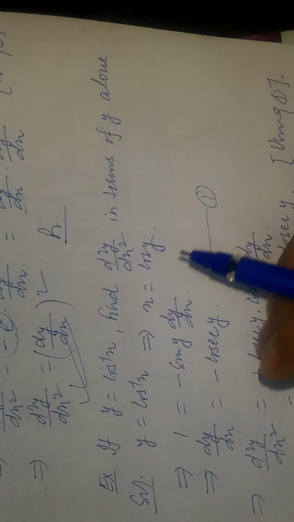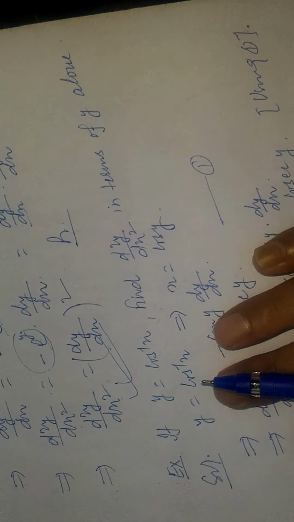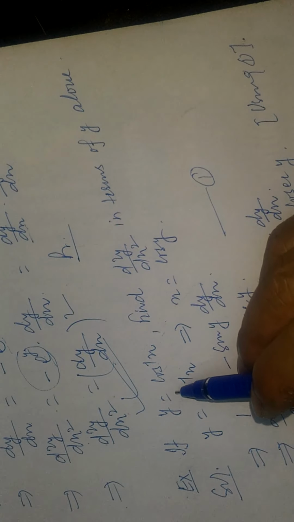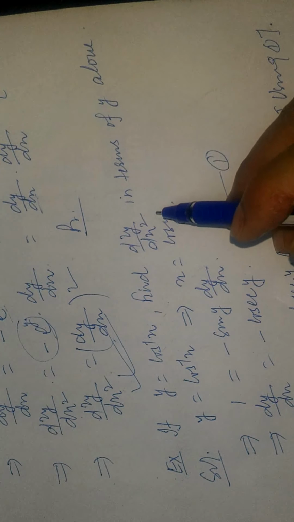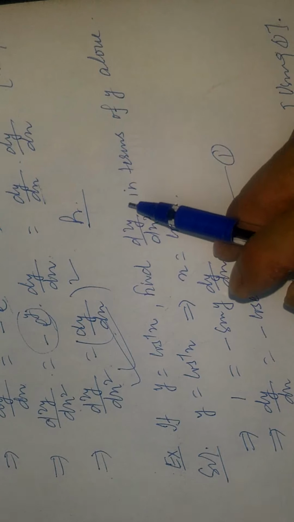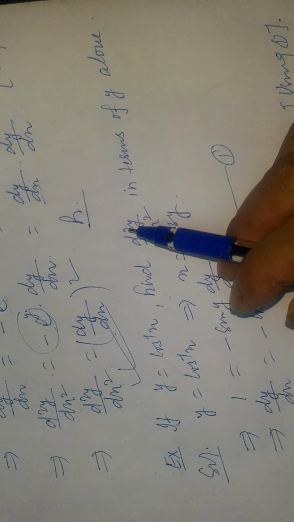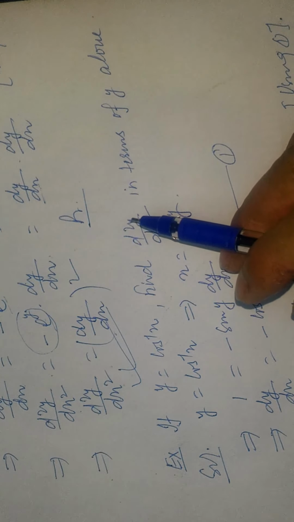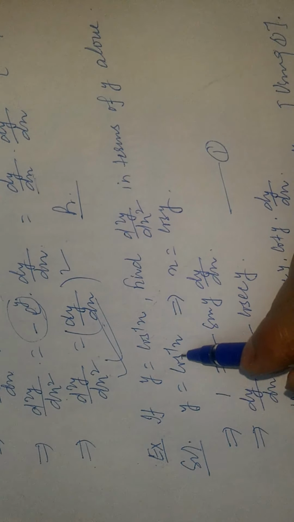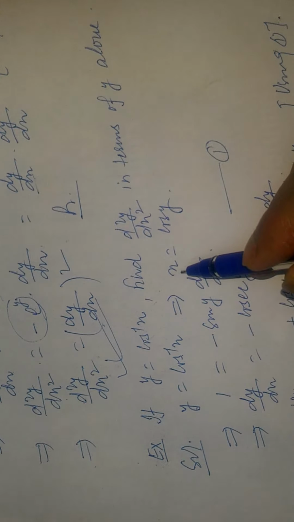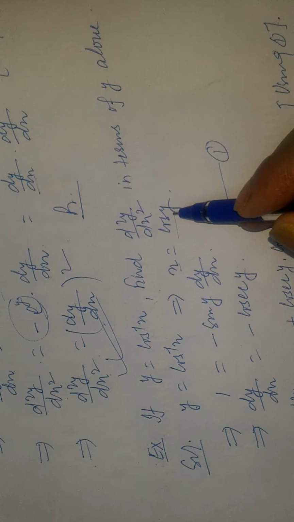Now, again one more important question. If y is equal to cos inverse x, find d2y/dx squared in terms of y alone. So in the derivative you should have functions of y only. So we have y is equal to cos inverse x. So we can write this as x is equal to cos y.